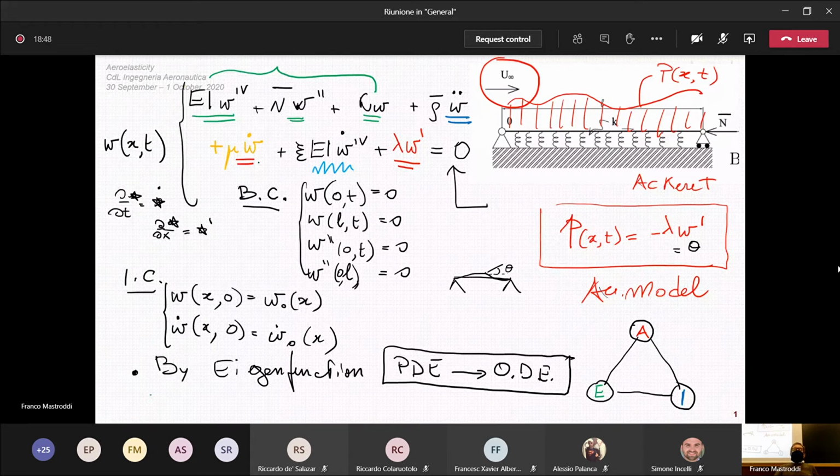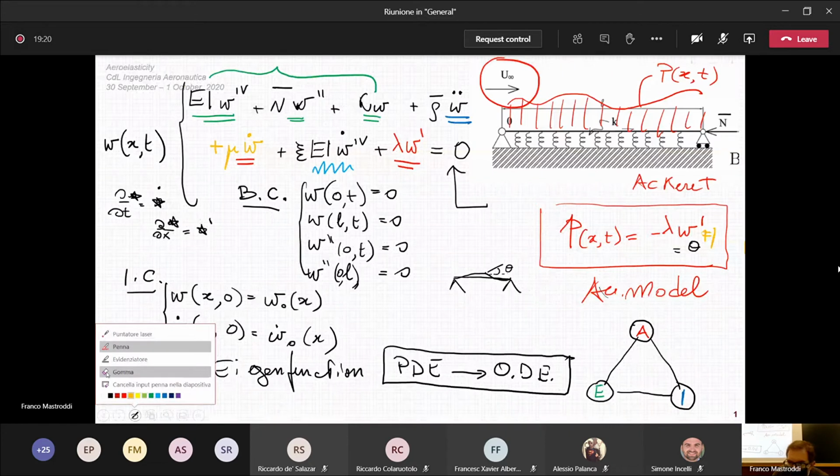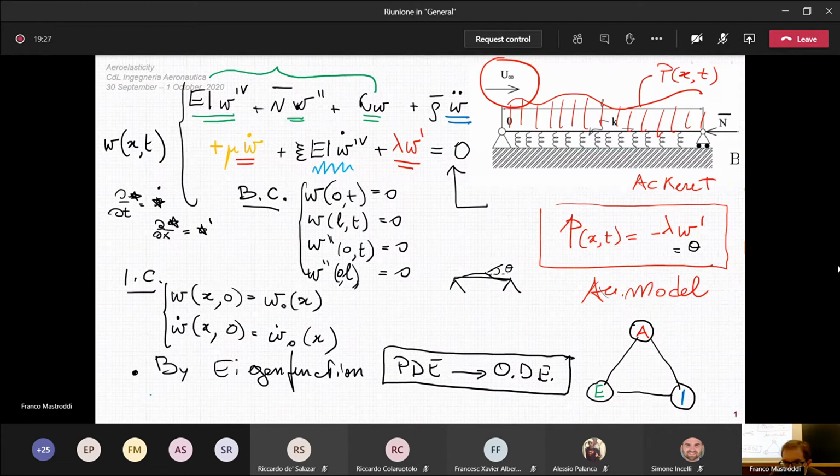If you study in gas dynamics the simplified piston theory and eventual extensions, you have for the pressure this quantity. So here we could add also the yellow term related to the aerodynamic damping. So minus, excuse me, minus mu W dot.